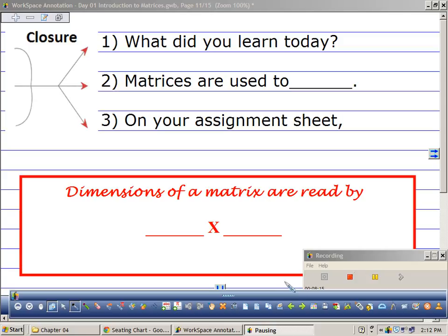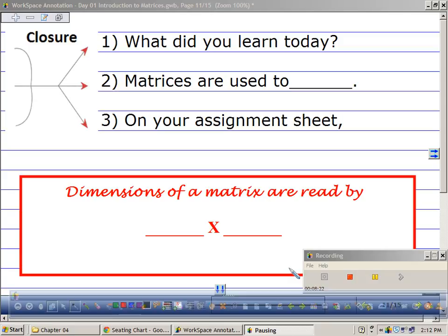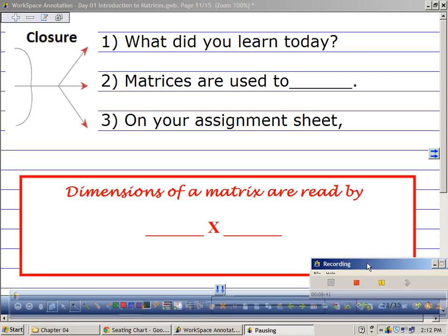What did you learn today? Matrices, thank you for answering. Matrices are used to what? Organize data. Thank you, Anel. On your assignment sheet, dimensions of a matrix are read by what? Rows by columns. Thank you. You guys have been a great audience.